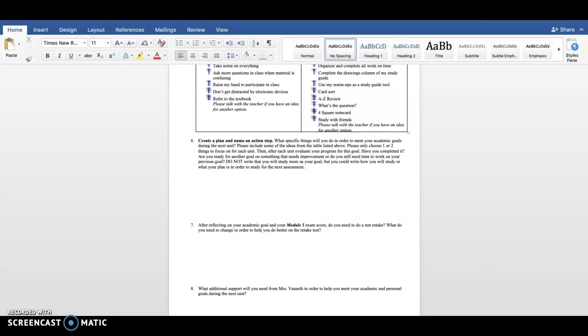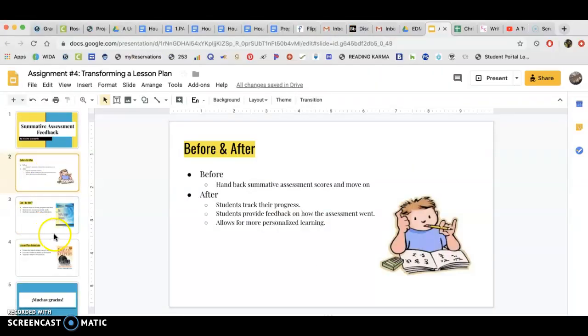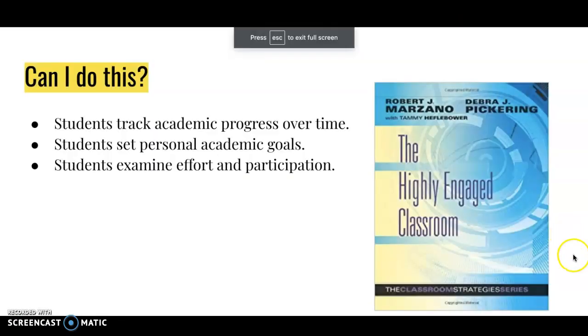as well. So that's basically what the test corrections packet looks like, and I'm going to explain a little bit more about why I designed it the way I did. A book that was recommended for this class is The Highly Engaged Classroom. After reading this book, I really thought about the 4 questions and how I use them in my classroom.